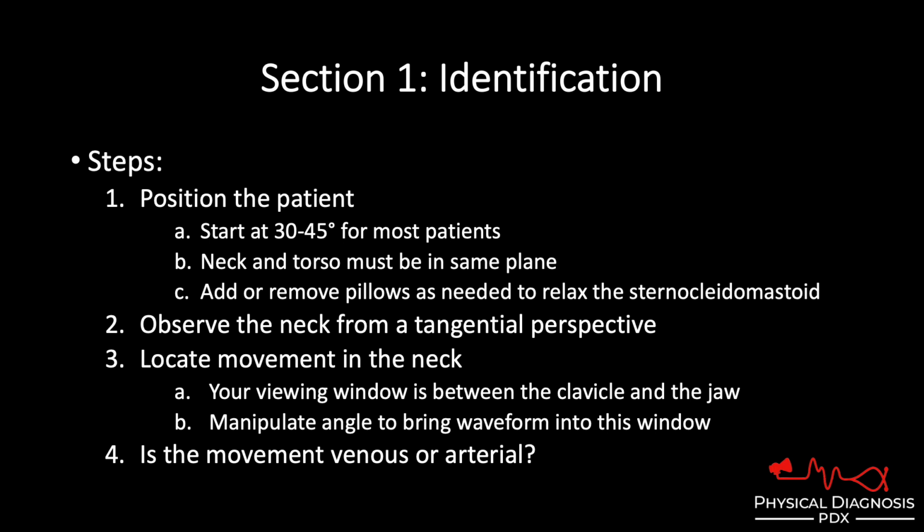The traditional window for viewing the jugular venous pulse is confined to the region of the neck between the clavicle and the angle of the jaw. Sometimes you have to change the patient's angle in order to bring the waveform into this window. The final step in this process is to determine whether the movement you are seeing is venous or arterial.